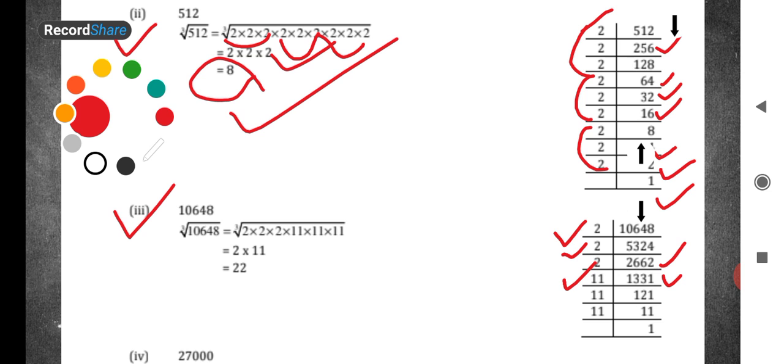Then again 121 is divisible by 11. How many times? 11 times. Now 11 ones are 11. That means we got 2 groups, isn't it? So one is of 2 and one is 11.